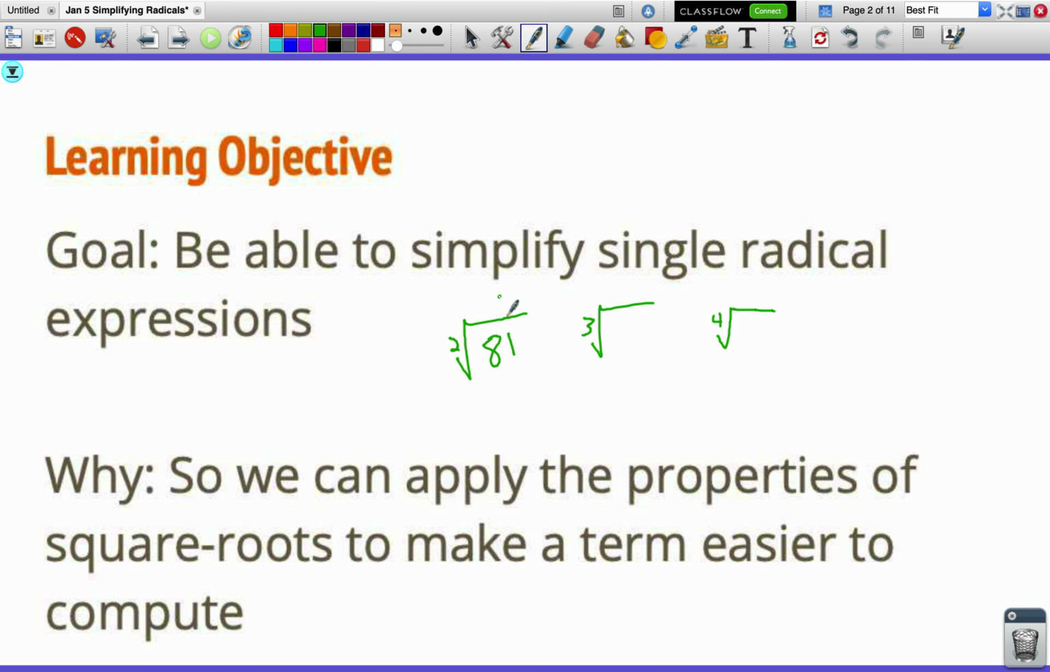Now really what that means is make the part underneath as small as possible. And we do that to make them easier to compute. If you actually needed a decimal approximation of these radicals, the smaller the number underneath the radical, the easier it's going to be to actually get those decimals if you're doing it by hand.